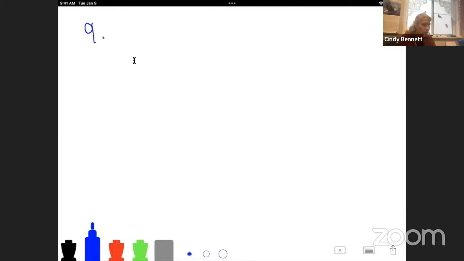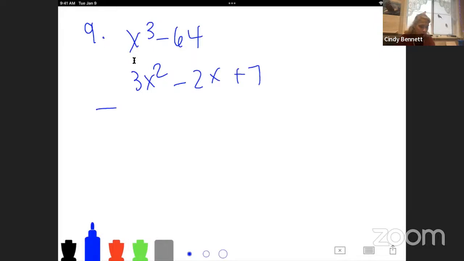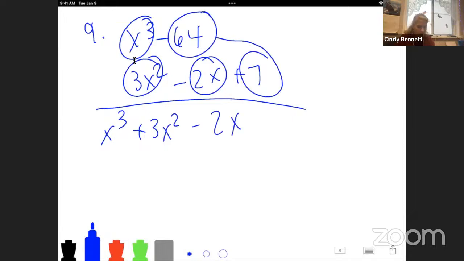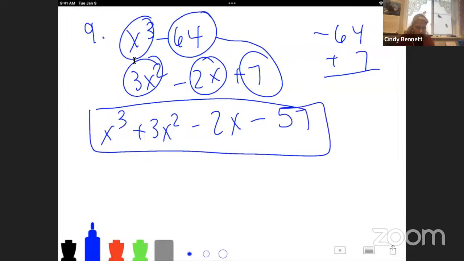Now we're going to do number 9, which is x cubed minus 64, and we're adding 3x squared minus 2x plus 7. Now we are adding, and there are no like terms with these x's. So I'm going to write x cubed plus 3x squared minus 2x. The only like terms we have are 64 and 7, and negative 64 plus a positive 7 is going to be negative 57. And that is my final answer.